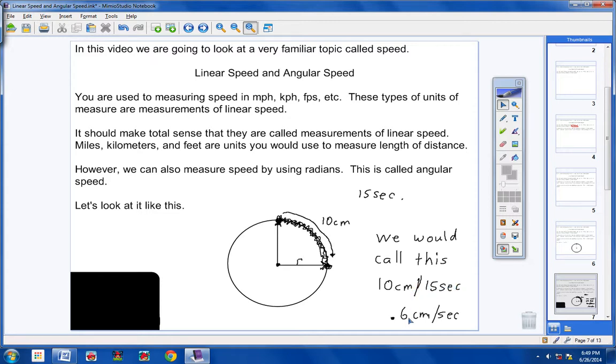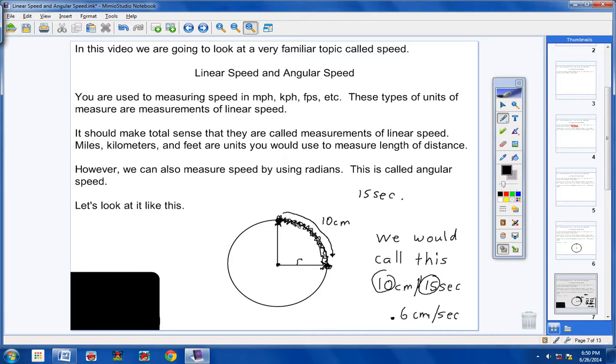Now, let's take it a step further. With your calculator, if you were to take 10 and divide it by 15, you would get 0.6. So the real linear speed, if you're going 50 miles an hour down the road, you don't say, yeah, I'm traveling 100 miles per 2 hours. You don't say that. You say 50 miles per hour. You take 100 and you divide it by 2. Same thing here. Instead of saying 10 centimeters per 15 seconds, we take 10, divide it by 15, and we get the linear speed.